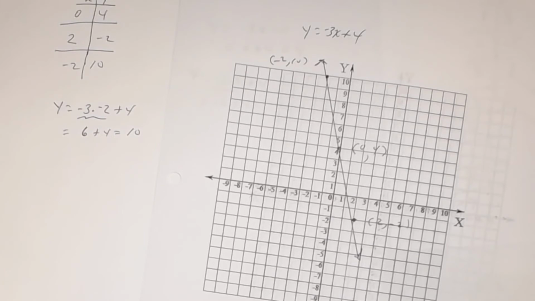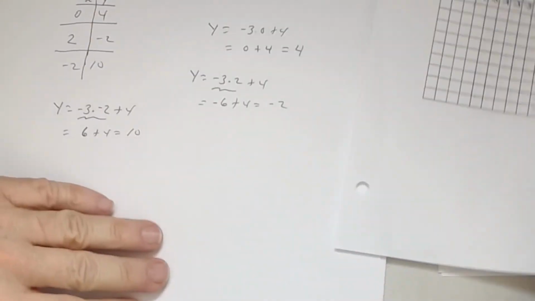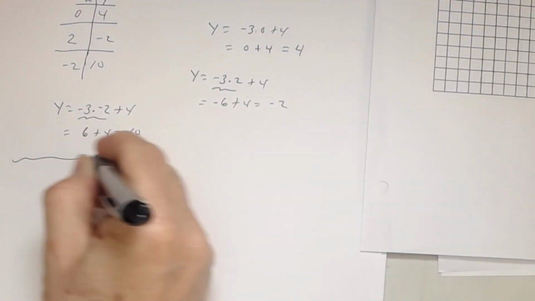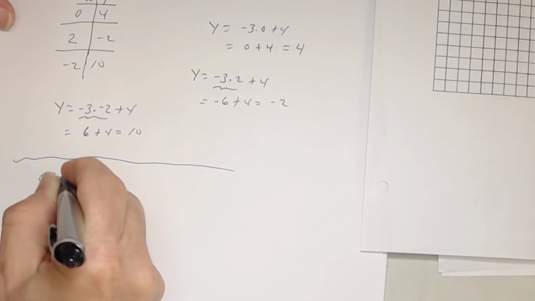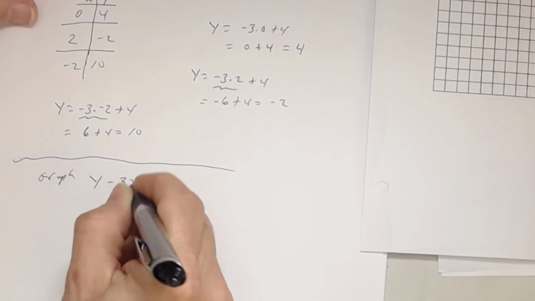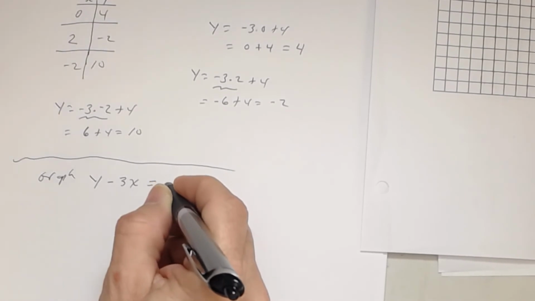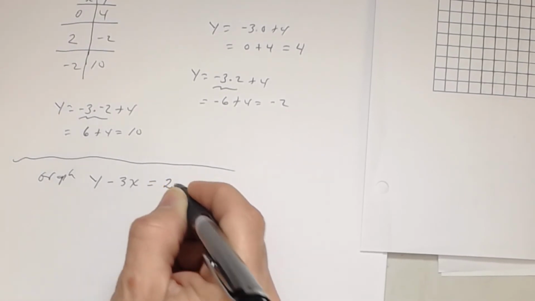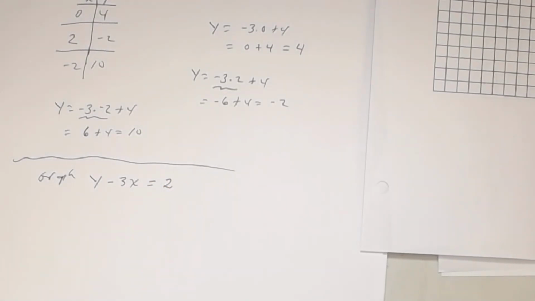Okay, let's look at this one. So, let's graph y minus 3x equal 2. Y minus 3x equal 2.